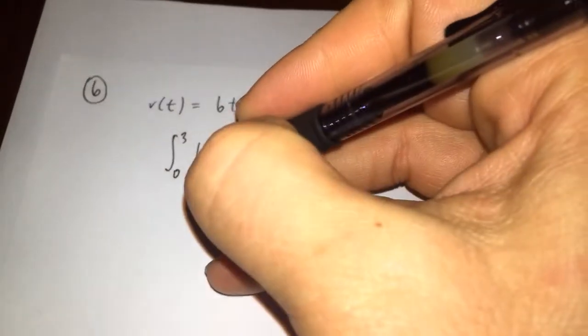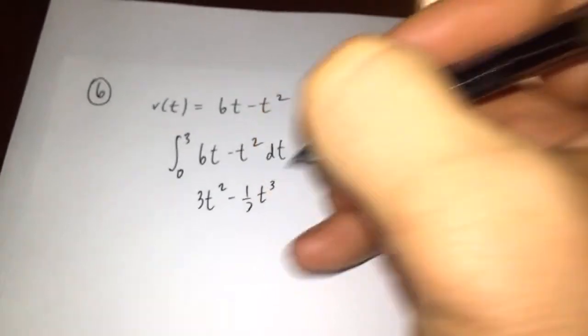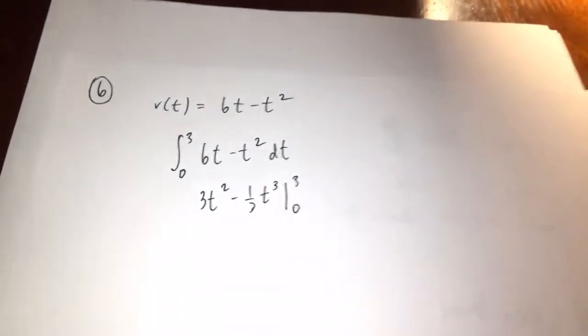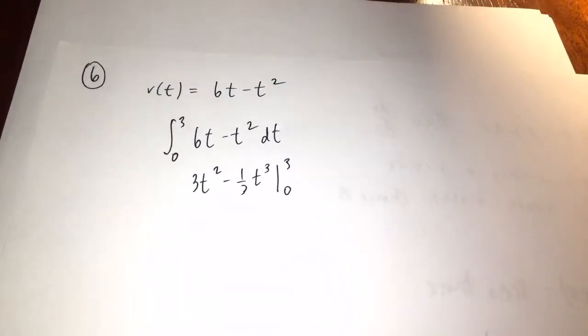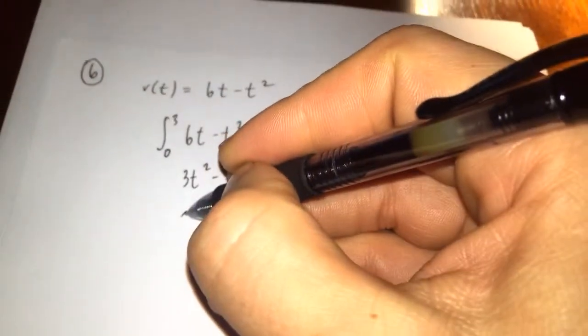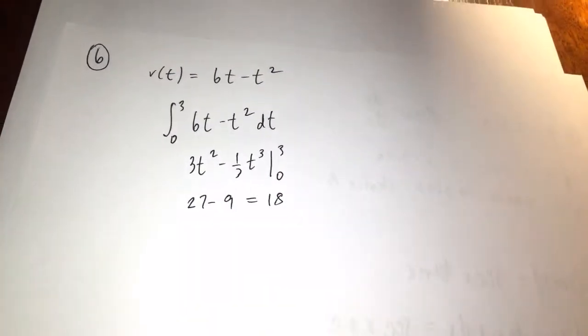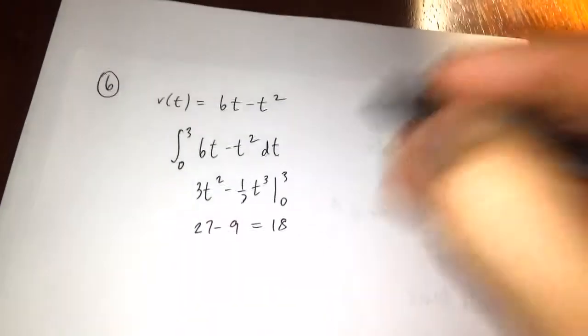Okay, and the integral of this is 3t squared minus 1/3 t to the third from 3 to 0. Okay, plugging these values in, you essentially get 27 minus 9, and you get 18. Choice D.